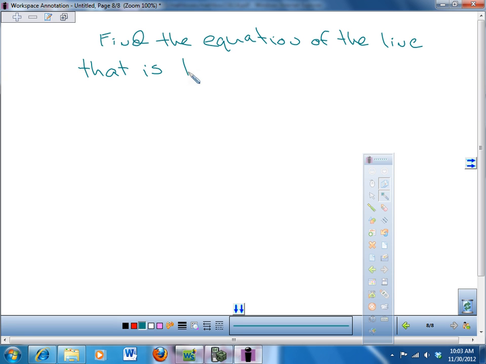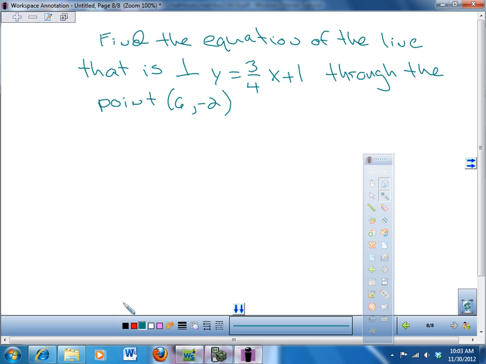That is perpendicular to y equals 3/4 x plus 1 through the points 6, negative 2. Okay? So there's a couple different ways to do this.